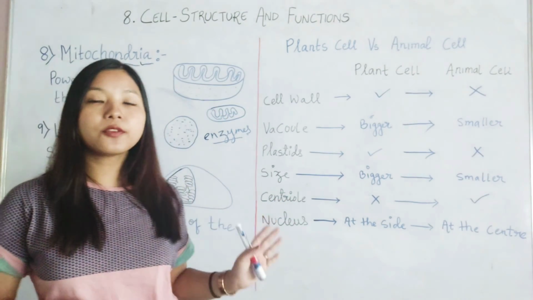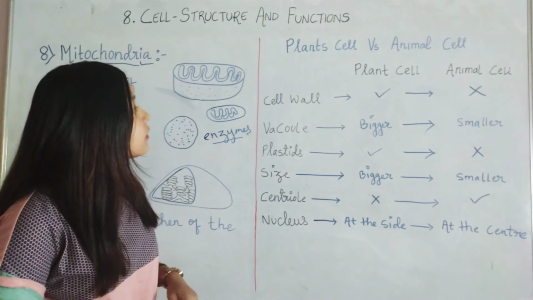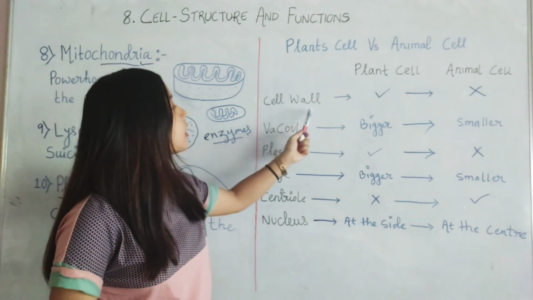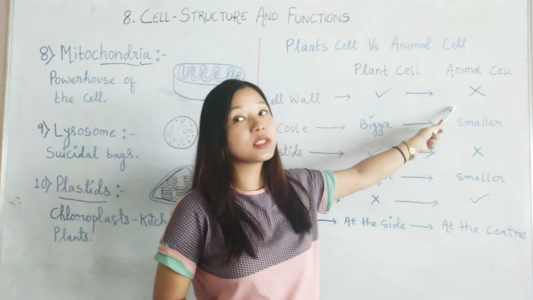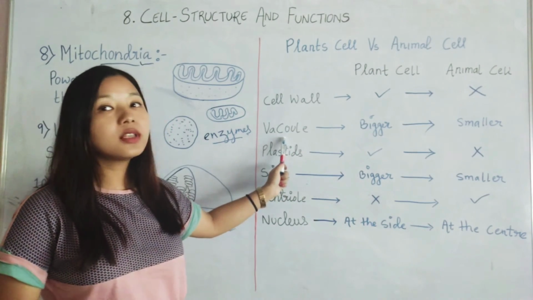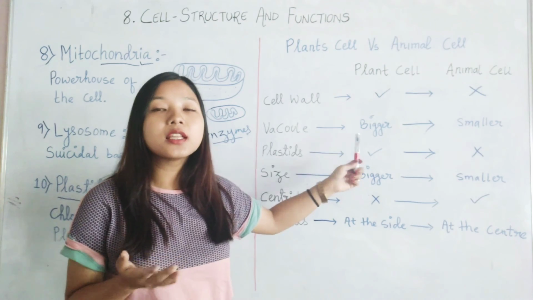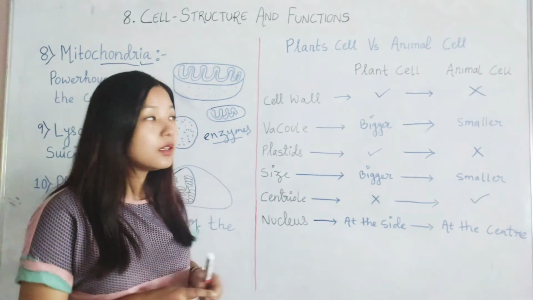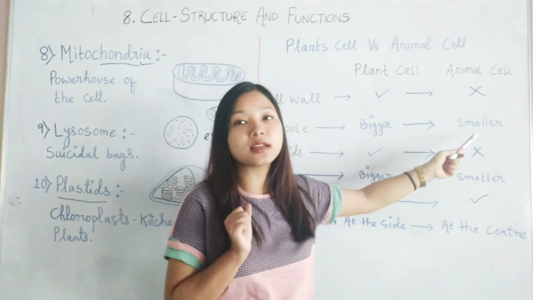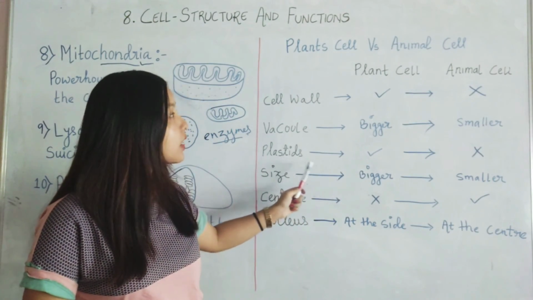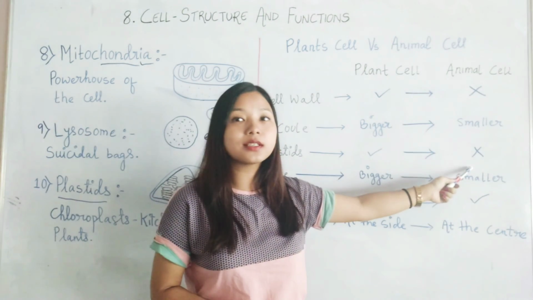Now let's have a quick comparison between the plant cell and the animal cell. We have discussed that cell wall is only present in the plant cell but absent in the animal cell. Vacuoles are comparatively bigger in size in the plant cell. They almost cover up the whole cell, while vacuoles in the animal cell are smaller in size. Plastids are present in the plant cell, but they are absent in the animal cell.